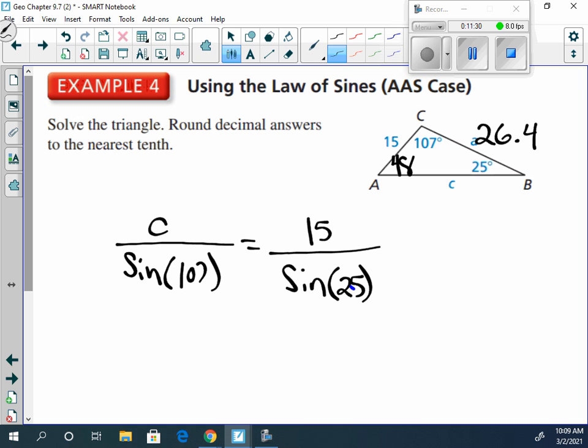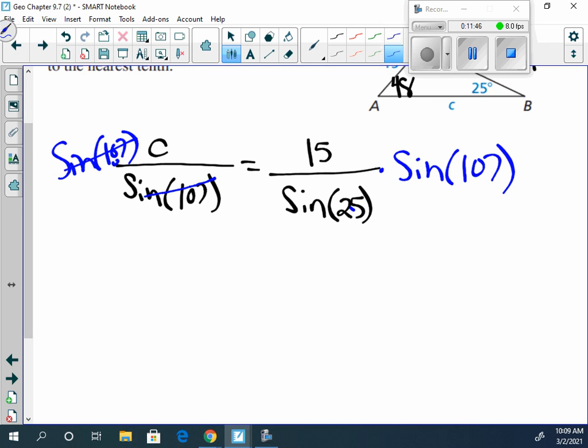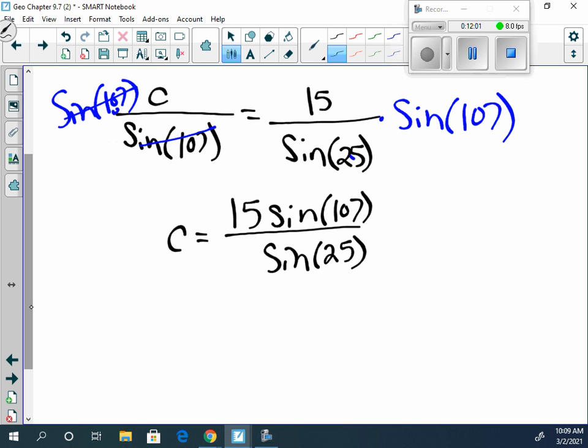So what would we do? Well, we do the same thing we did last time, yes? We're going to multiply both sides by sine of 107. And these would cancel, giving us C is equal to 15 sine of 107 over sine of 25.